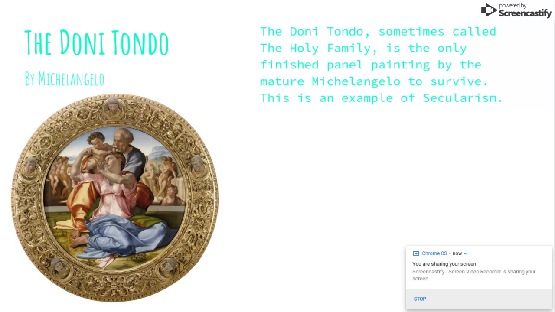The Doni Tondo by Michelangelo was painted between 1504 and 1506, and is the only finished panel painting by the mature Michelangelo to survive. Now in the Uffizi in Florence, Italy, and still in its original frame, the painting was probably commissioned by Agnolo Doni.